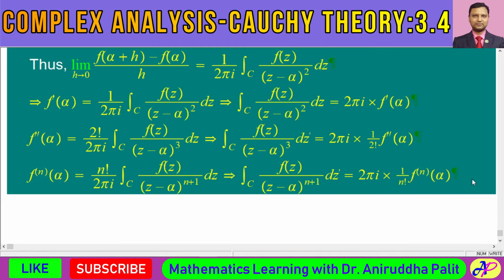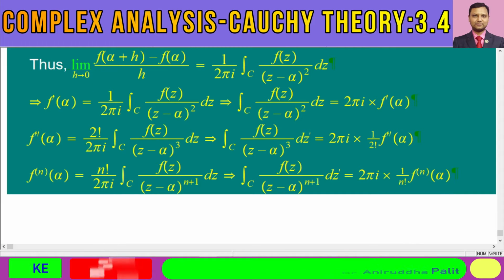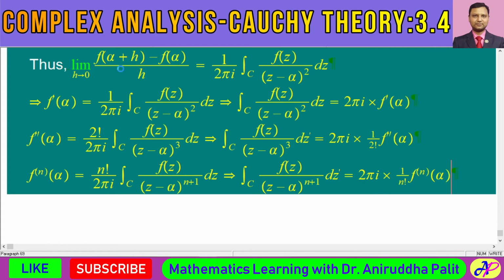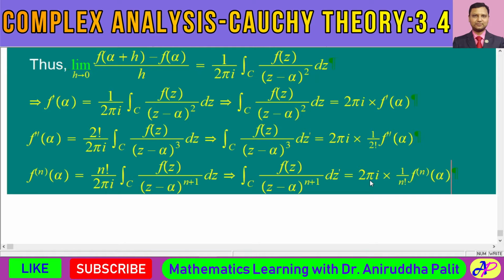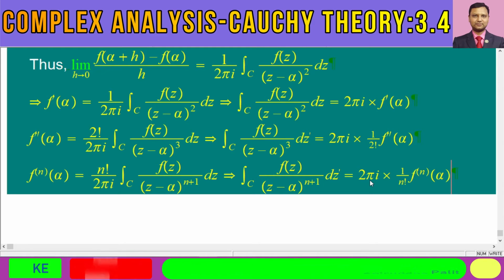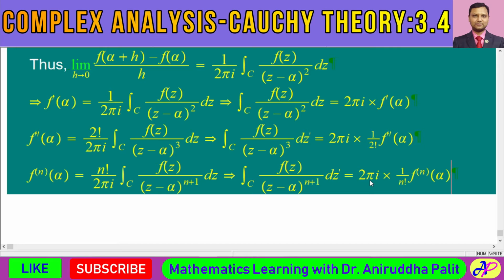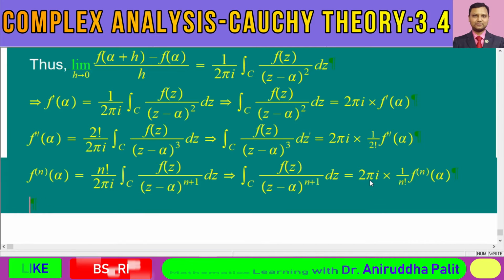So let's start with the application of this result and a few more results. Finally, my target is to prove Liouville's theorem in this class, and if possible, I will also finish the fundamental theorem of algebra. Okay, so over here, let's discuss an example.